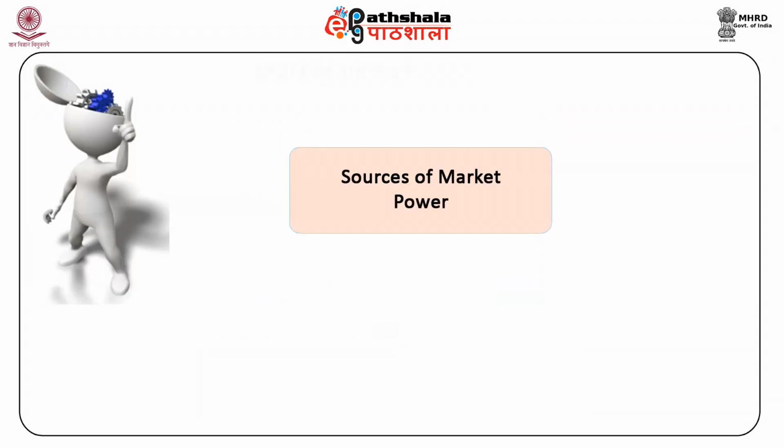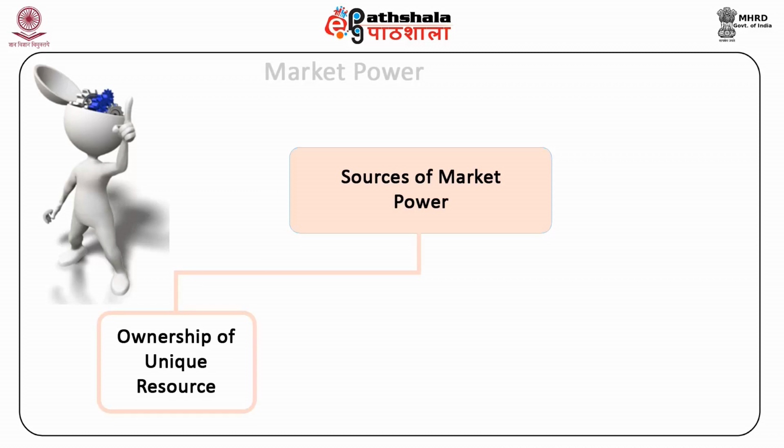Sources of market power. A monopoly exercises market power as it has no competitors. Thus, the key to market power is to preclude competition through high barriers to entry. The different categories of barriers that act as significant sources of market power are: first is ownership of a unique resource. One of the potential barriers to entry is the ownership of a unique resource, for example, a unique mineral deposit, a distinctive patent, etc.